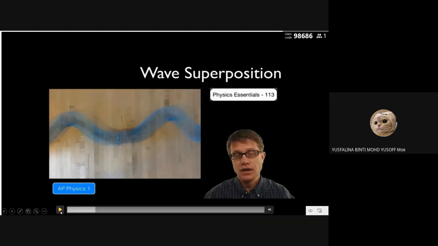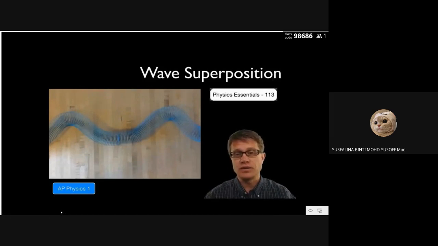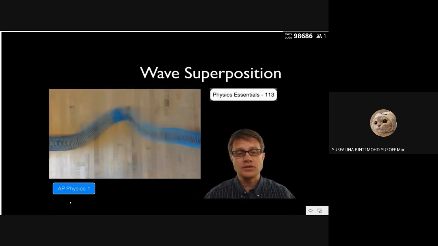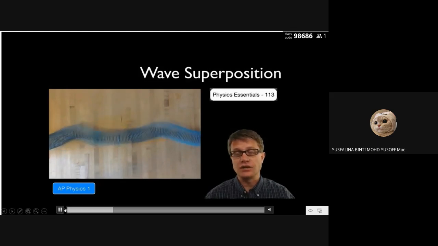What happened here? Let's see. What's going to happen when they meet? What's going to happen at that point where the slinkies are connected? Well, there will be superposition. They'll come together, and we're going to add the values that they had before. Watch what happens when they come together. We get one giant wave.